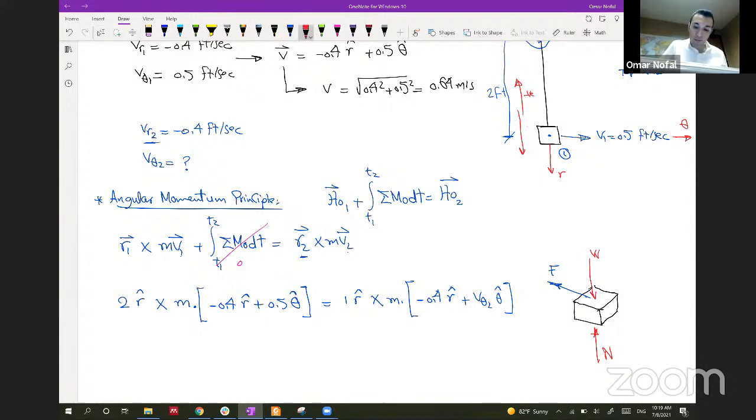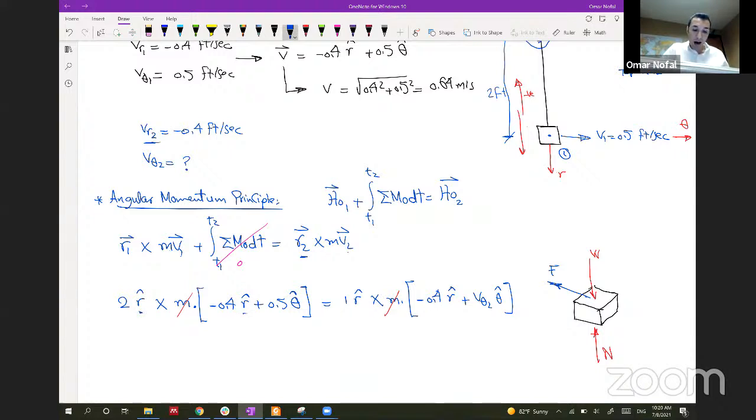The mass will cancel with the mass on the other side if we divide the whole equation by M, and this will leave us with the cross product of 2 R hat by this vector. Multiplying R hat by R hat, or theta hat by theta hat, or I by I, J by J, or K by K, all of these give you 0 because they are in the same direction. So R hat by R hat will give you 0.